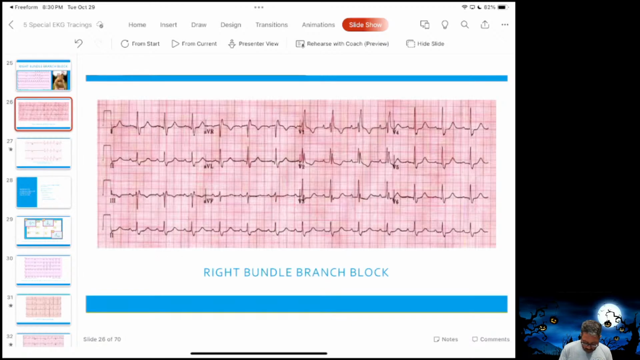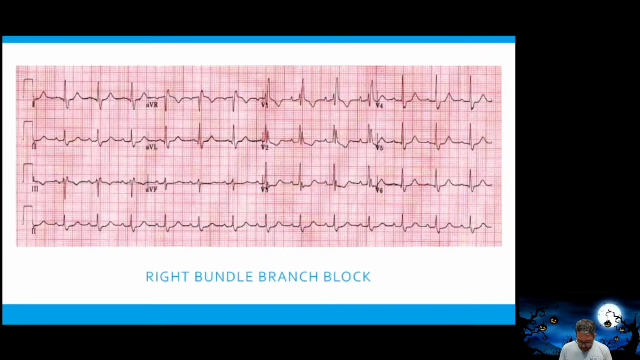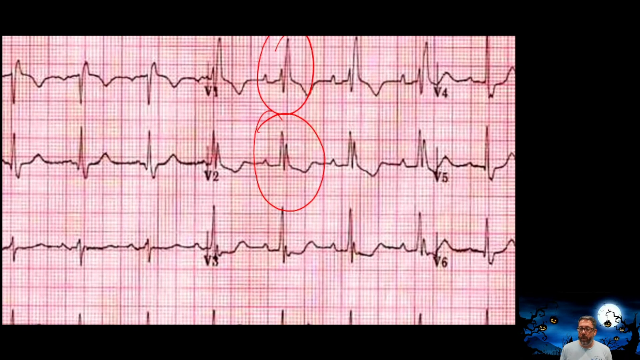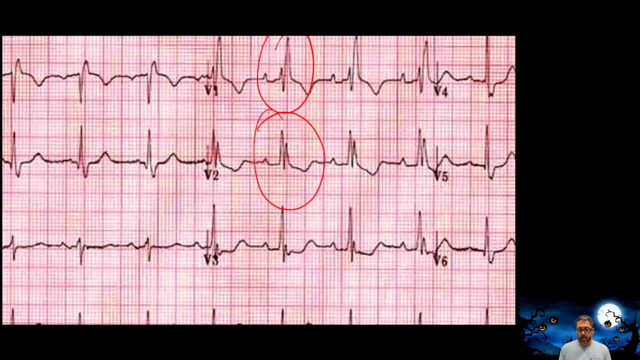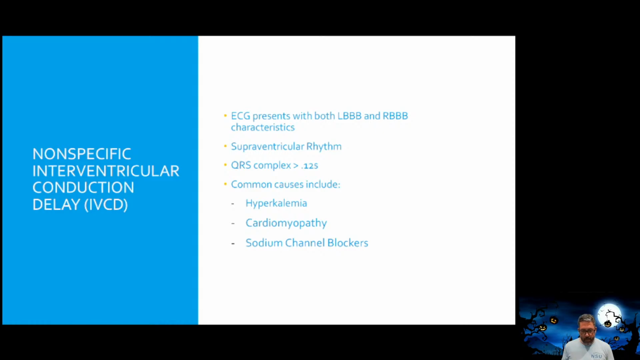Here's another one. Again, there's your RSR pattern in V1, V2. Okay, here's another one. A little bit creeping down there. But there's also a STEMI going on. So again, right bundle with STEMI. That's why I don't want to include anything else. Here's your interventricular conduction delays. Again, just a wide QRS complex.